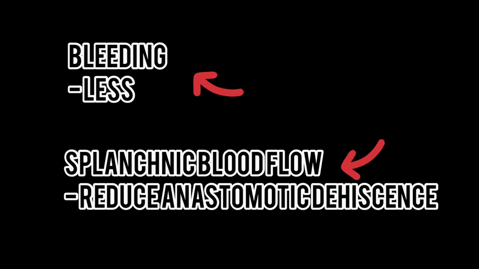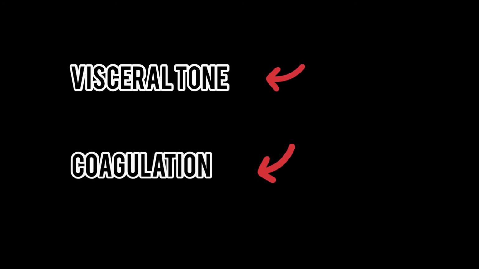Splenic blood flow. Because of its effects on increasing blood flow to the gut, spinal anesthesia reduces the incidence of anastomotic dehiscence. Visceral tone. The bowel is contracted by spinal anesthesia and sphincters relax, although peristalsis continues. Normal gut function rapidly returns following surgery. Coagulation. Post-operative deep vein thrombosis and pulmonary emboli are less common following spinal anesthesia.